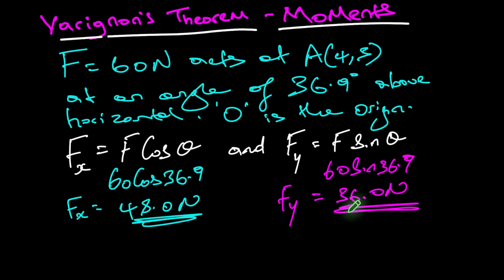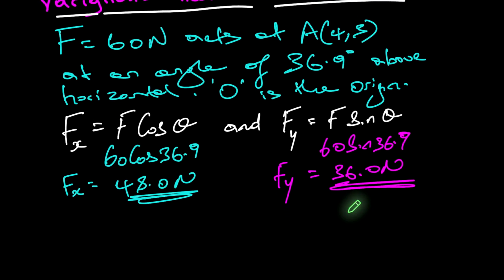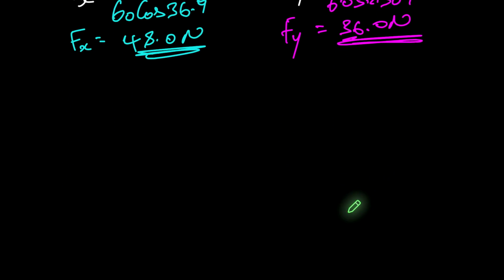Now, Varignon's theorem states that the moment of a force about a point is supposed to be equal to the sum of the moments of its components about that same point. Now, when we apply the theorem, we need to take the moment of each component separately. But there is a trick that you need to be aware of, which I'm going to explain now. So let's just make some space and I'll go through that.